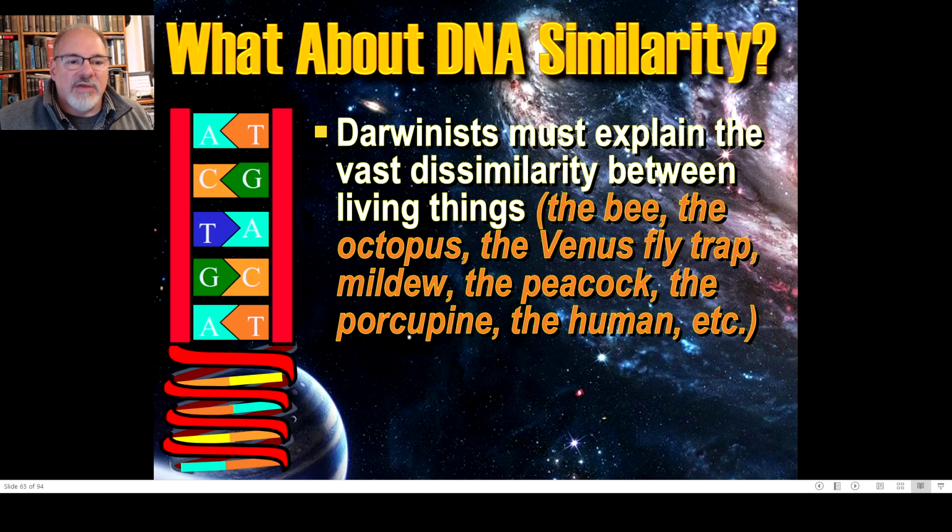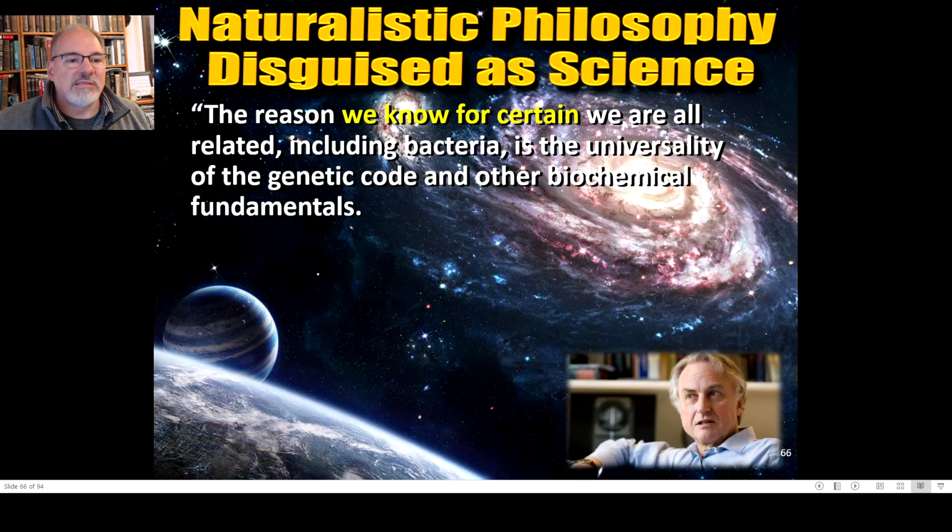Darwinists must explain the vast dissimilarity between living things: the bee, the octopus, the Venus flytrap, mildew, the peacock, the porcupine, the human, etc. The burden of proof is on the Darwinists to try to make these connections. It is certainly not on the creationists to try to disprove it, because the disproving is there by not ever making the case to prove it in the first place.